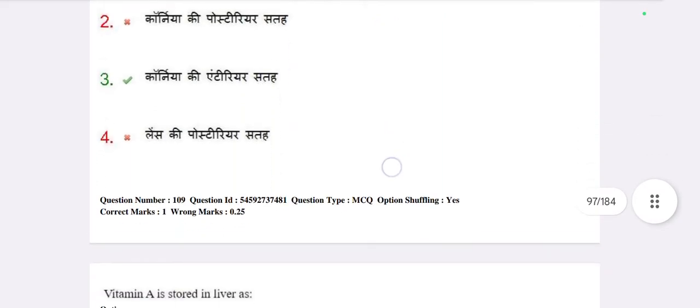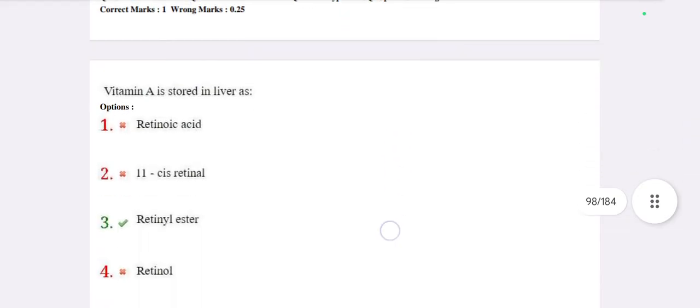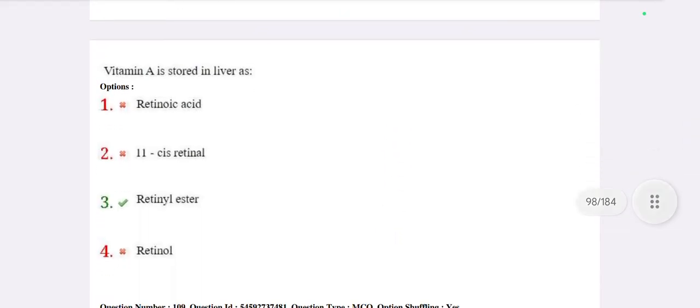Next question is, vitamin A is stored in the liver as retinoic acid, 11-cis retinal, retinyl ester or retinol. Option number third. Our correct answer is option third, retinyl ester.